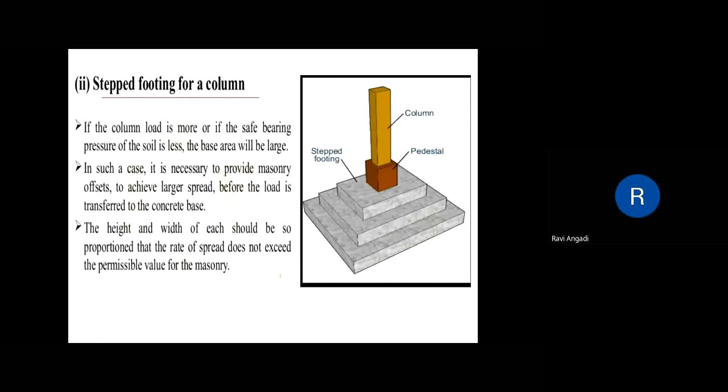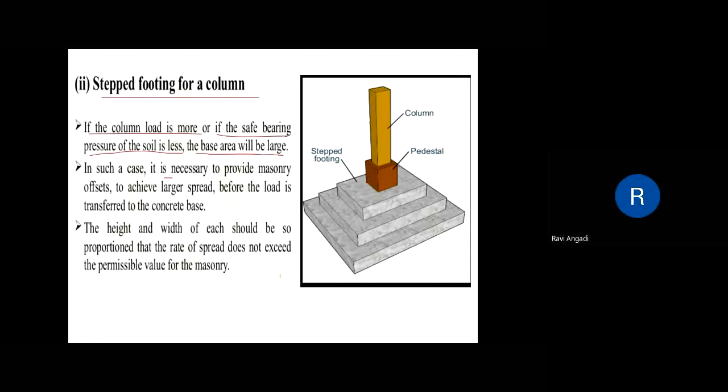So why are these steps required here? See, look at this one. This is a column. Under the column, there is a pedestal. Under the pedestal, some steps are provided. Why are these steps required? Suppose the column load is more, or the safe bearing pressure of the soil is less, the base area will be large. Means if low bearing capacity soil is present, you need to distribute the load over a wider area. In that case, you need to provide steps.